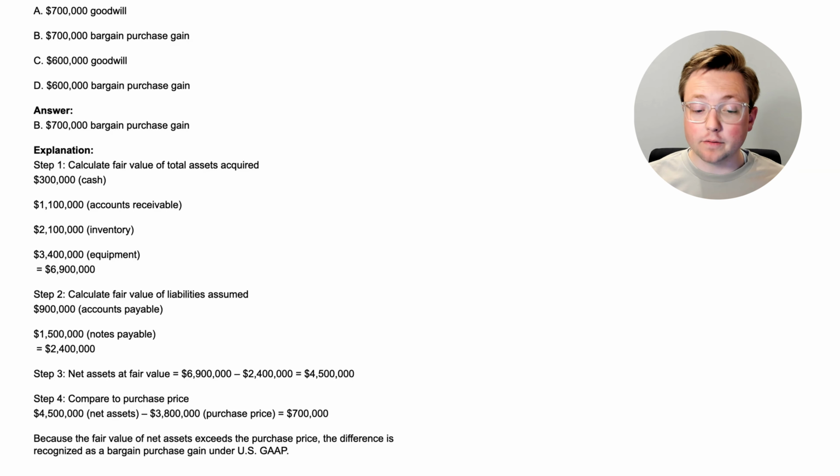Again, because the fair value of net assets exceeds the purchase price in this case, the difference is recognized as a bargain purchase gain under US GAAP, not as goodwill. It's kind of the other side of it, like I said. So we learned a lot in these 5 questions. Now, before we do anything else, let's do one more part of the SuperFast CPA process called pillar topics.